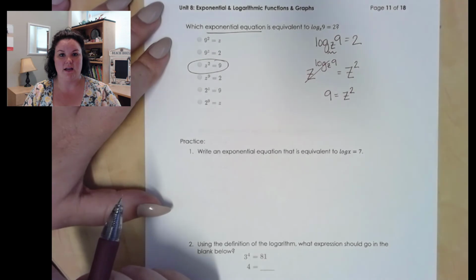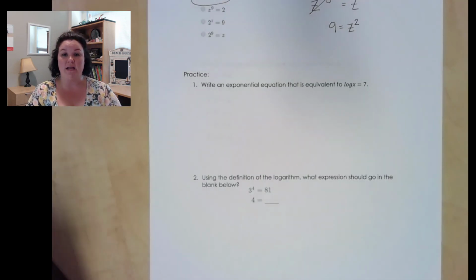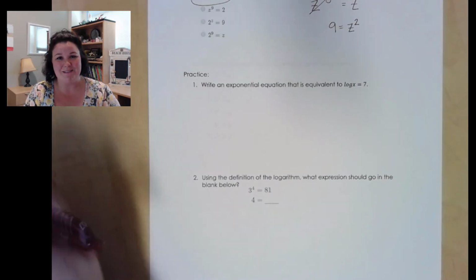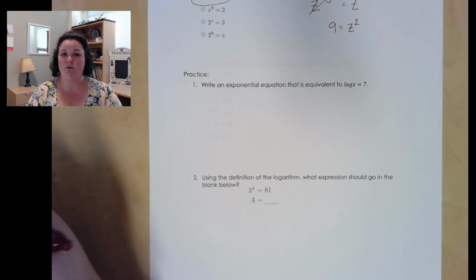Z squared equals 9. All right, so there are 4 practice problems for you to try, 2 on this page and 2 on the next page. Go ahead and pause the video and try those out, and then whenever you're ready, unpause the video and we'll go over them.